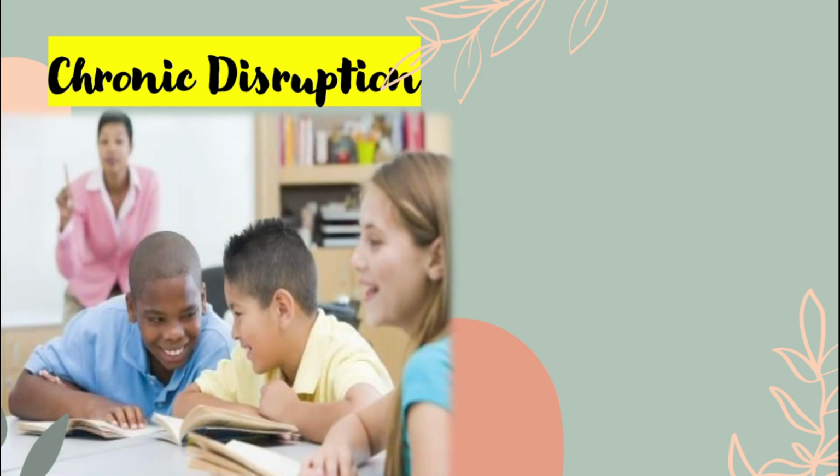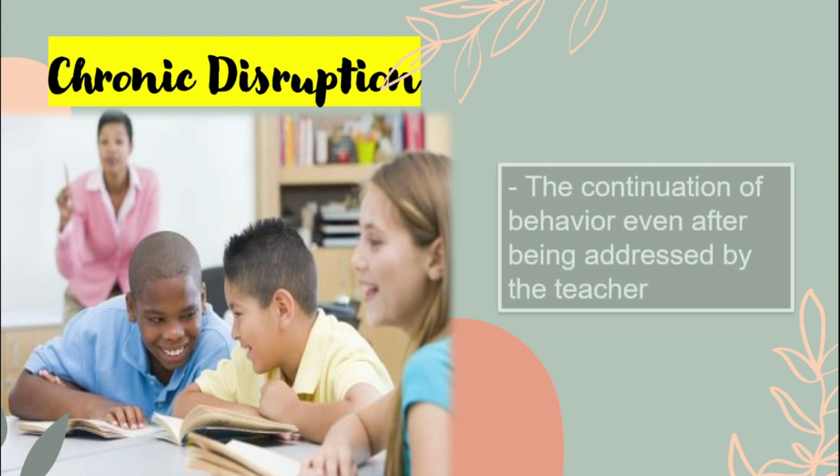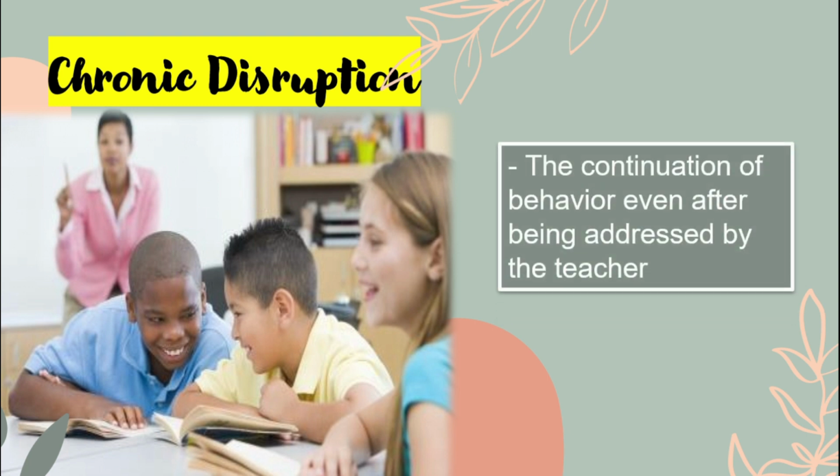After a minor disruption has occurred, you deal with it and address the problem, but if the behavior continued, that is already a chronic disruption. So according to its definition, it is the continuation of behavior even after being addressed by the teacher. So here's how we deal with this kind of disruption. If you have created a consequence, just gradually increase the degree of your consequence.